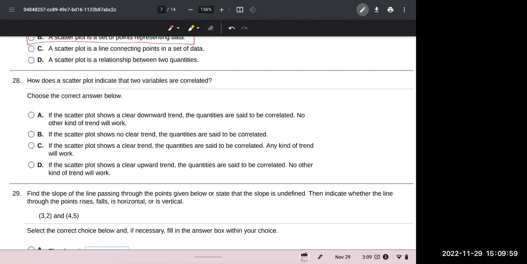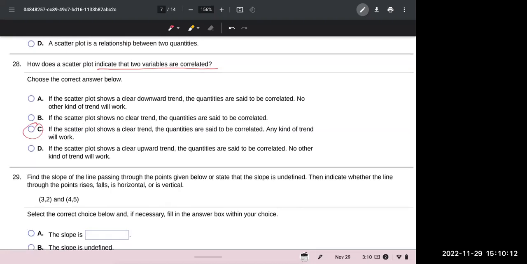Question 28, how does a scatter plot indicate that two variables are correlated? So that means how the scatter plot indicates that two variables are in the relation. So the correct solution will be C. If the scatter plot shows clear trend, the quantities are said to be correlated. Any kind of trend will work. So we know that we can have positive correlation, negative correlation, strong, moderate, or low. So that's why this is important. This is your key point. Any kind of trend will work.